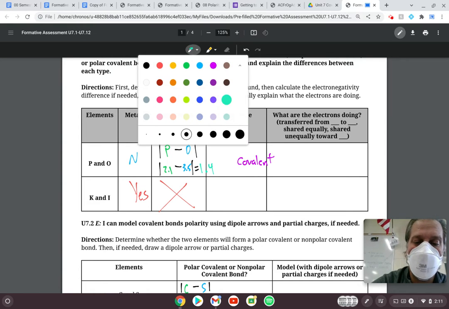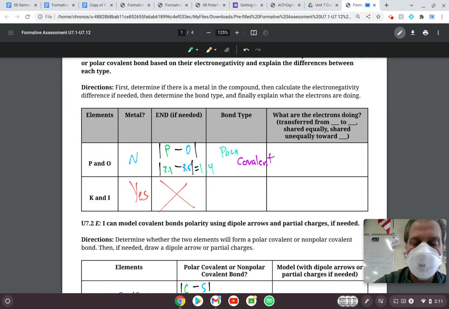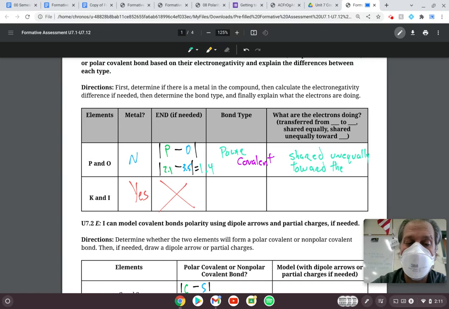Specifically, it is a polar covalent bond. What you should also be able to tell me is that the electrons are shared unequally toward, in this case, it's going to go toward the oxygen, because the oxygen is the more electronegative atom.